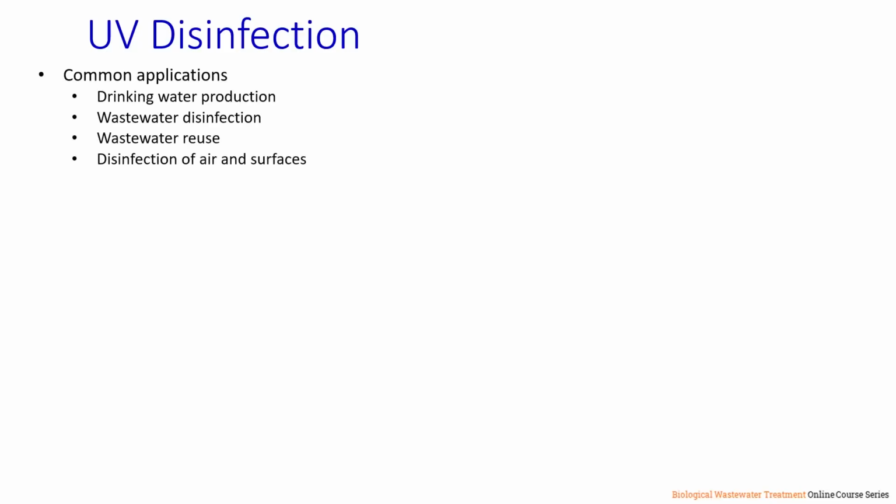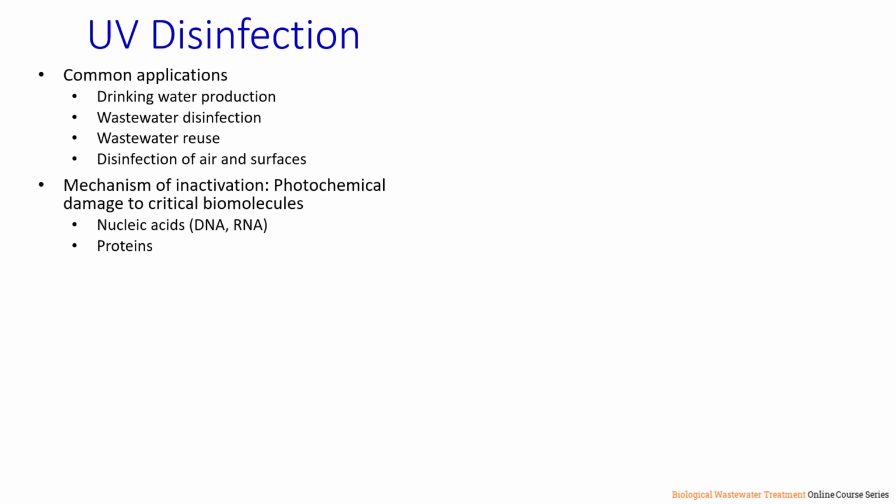UV disinfection is a process that has a wide range of applications, including drinking water production, wastewater disinfection, disinfection of wastewater that's going to be reused, and disinfection of air and surfaces, among other things. The reason that UV is used in such a broad range of applications is that the mechanism of inactivation allows microbial and viral inactivation across a wide range of applications. The mechanism of inactivation specifically involves photochemical damage to critical biomolecules. Those biomolecules include the nucleic acids, DNA or RNA, and proteins.